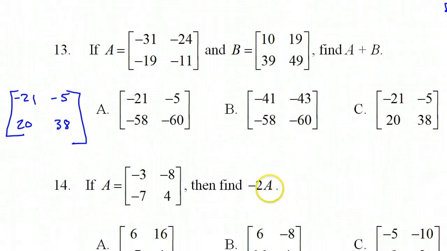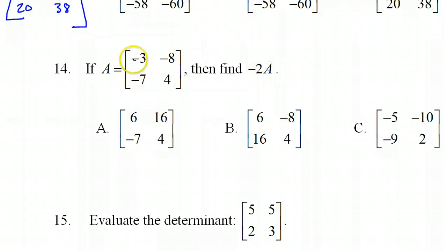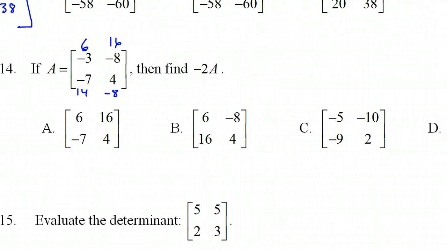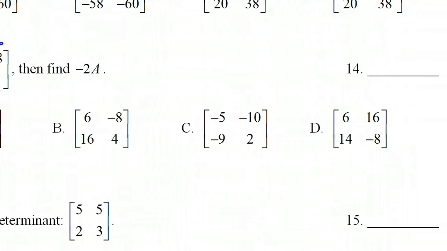Alright, given this, find negative 2a. Well, that's just taking each of these and multiplying by negative 2. So that should be 6 and 16 and 14 and negative 8. Alright, so where do you see that? 6, 16, 14, negative 8. Oh, look, there it is. So that is D.